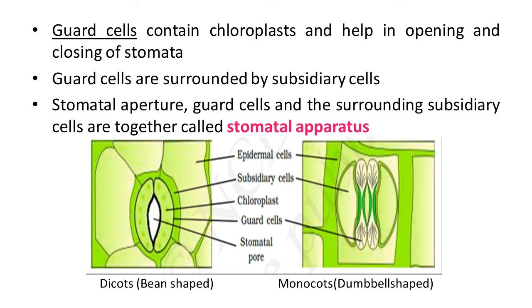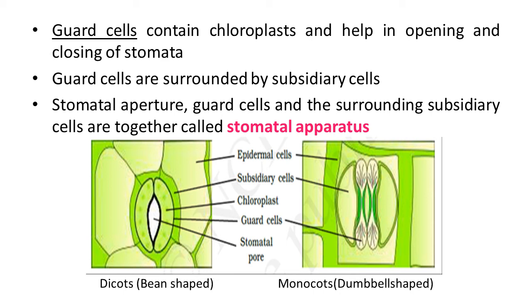The guard cells present around the stomatal aperture contain chloroplasts and help in opening and closing of the stomata. So the mechanism of opening and closing of stomata is controlled by this structure. The guard cells are surrounded by subsidiary cells. The stomatal aperture, guard cells, and the surrounding subsidiary cells together organize into the stomatal apparatus.